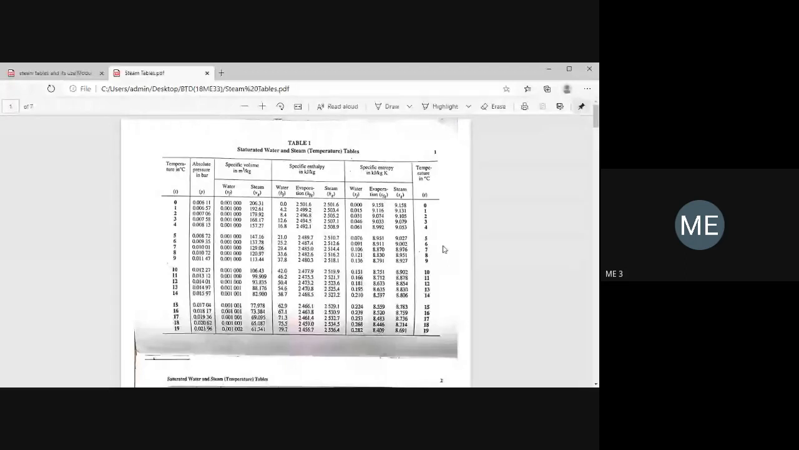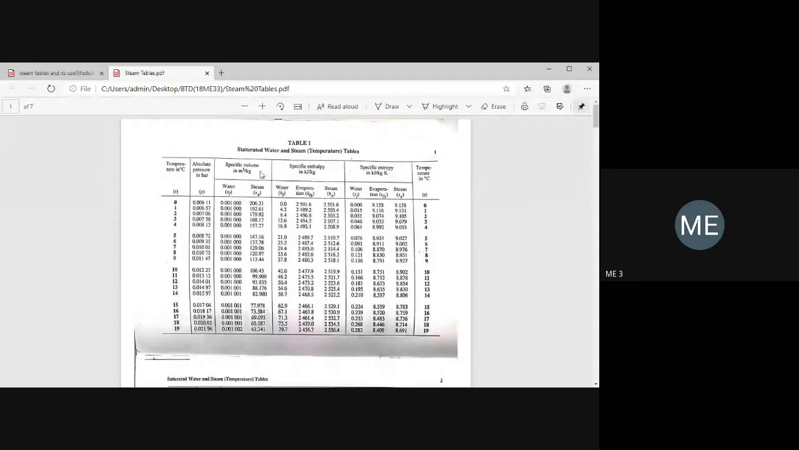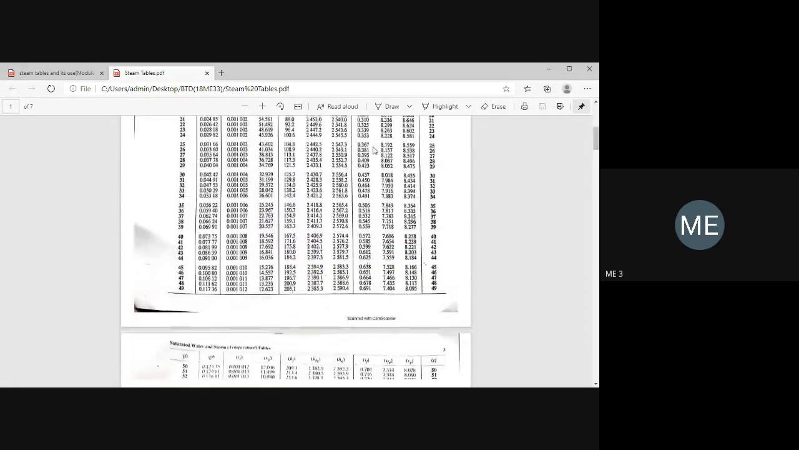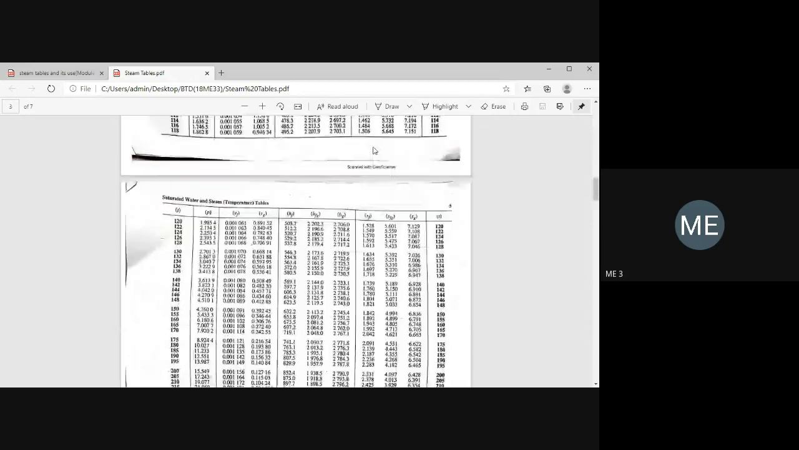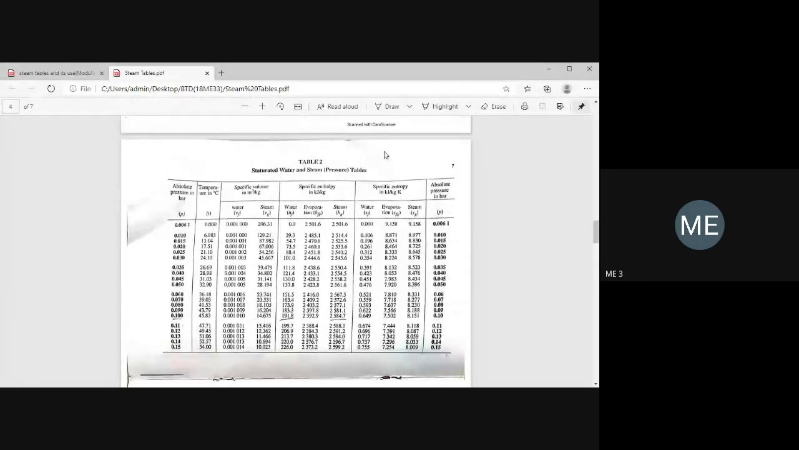What I'm sharing now is the steam tables. Better you download this steam table. Table 1 is the temperature based table. What we have in our problem is a pressure based table. Table 1 is temperature based. Table 2 is saturated water and steam, and in the bracket, they have mentioned it as the pressure based table.